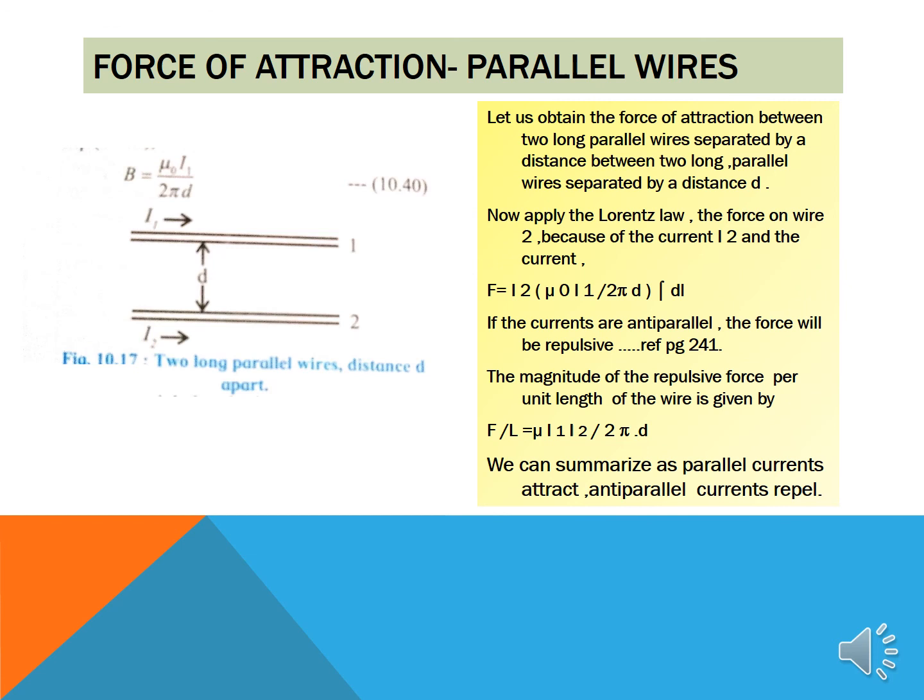The magnitude of the force per unit length of the wire is given by the formula capital F divided by L. This is the force of attraction per unit length, which is given by the formula mu naught I1 I2 divided by 2 pi d. Thus, we can summarize that parallel currents are attractive in nature, whereas anti-parallel currents repel each other.